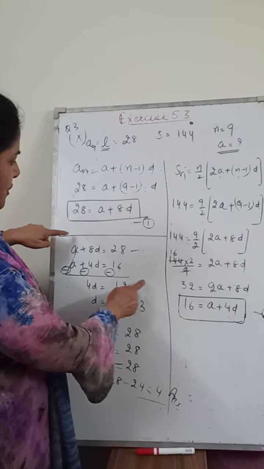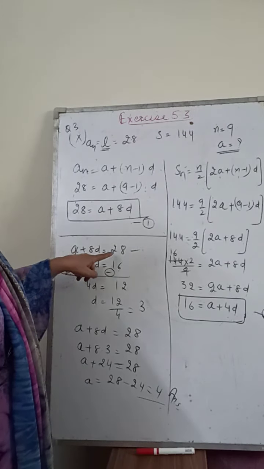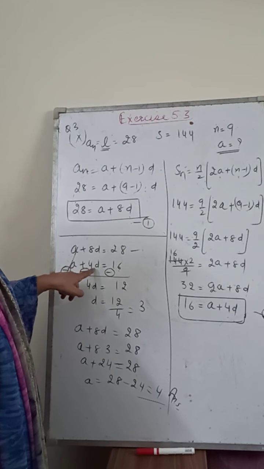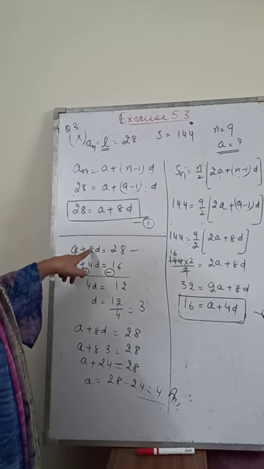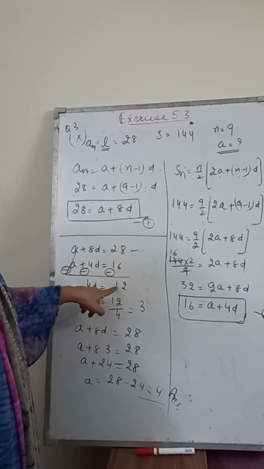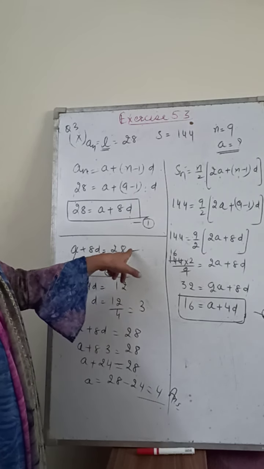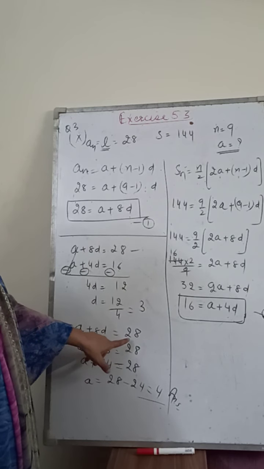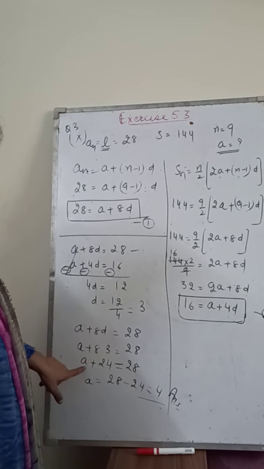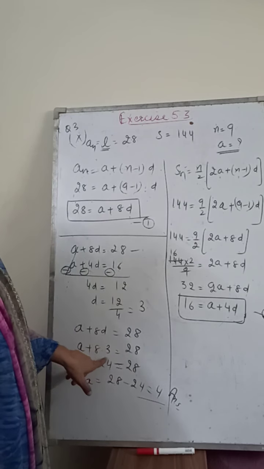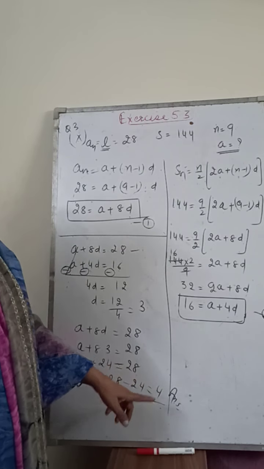Both the equations you solve by the elimination method. A plus 8D is equal to 28. A plus 4D is equal to 16. Subtract, this A will cancel. 8D minus 4D, 4D is equal to 12. D is equal to 12 by 4, that is 3. Put this value of D here in this equation. A plus 8D is equal to 28. A plus 8 into 3 is equal to 28. A plus 24, 8 threes are 24, is equal to 28. A is equal to 28 minus 24, it comes out to be 4.